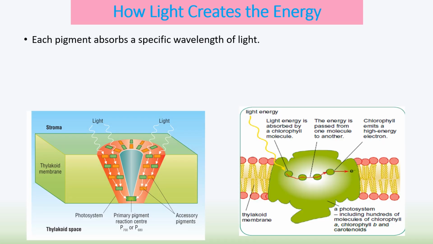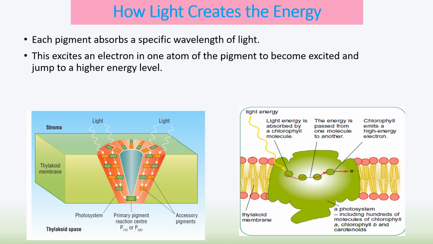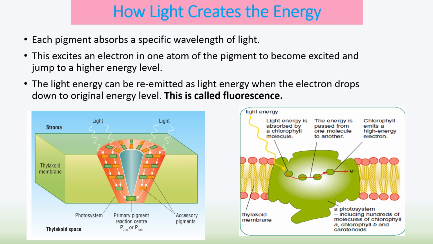Each pigment absorbs a specific wavelength of light. This excites one electron in an atom to become excited and jump to a higher energy level. The light energy can then be re-emitted later on if the electron drops down to its original level, and this is called fluorescence. It explains why certain materials and chemicals will glow.